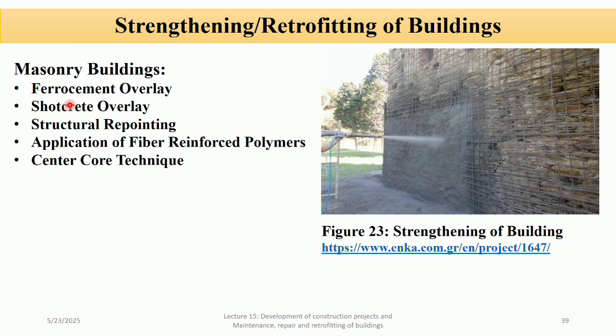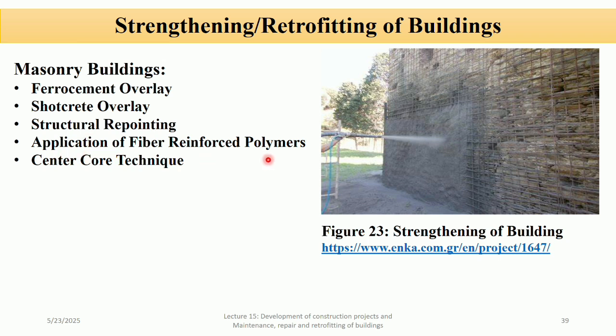The first one is cement overlay. It is a thin layer of cement mortar reinforced with a wire mesh applied on the surface of a masonry wall. Shotcrete overlay. It is a method of spraying concrete onto the wall surface at high pressure. You can see in the figure. Structure repointing. It is removing and replacing damaged mortar between bricks or stones in a masonry wall.